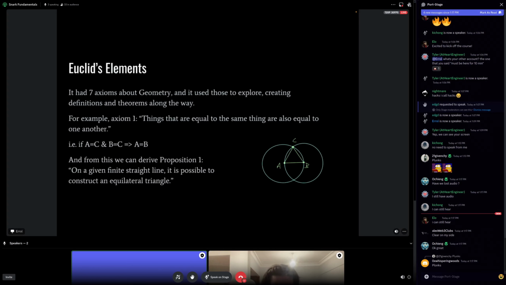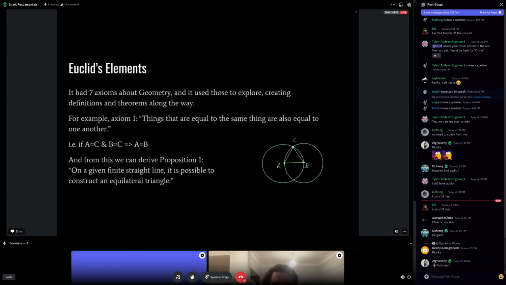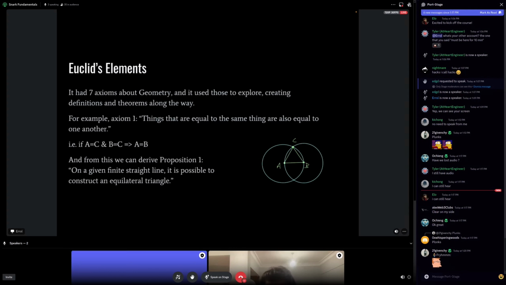And then from this, we can derive proposition 1 in the book. So on a given finite straight line, if you have a straight line that's not infinite, it's just finite, it's possible to construct an equilateral triangle. And you can see in this image on the right is a visual proof of this. If AB, the line between the points A and B, is the line you start with, you can draw a circle around A and a circle around B, and those circles have the same radius as the length AB. And then you see that point C is dotted in because it's on the intersection of the 2 curves.